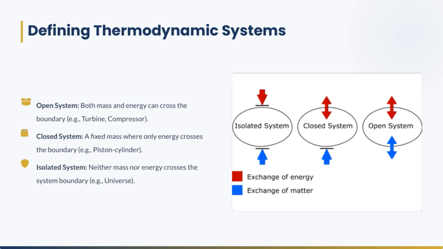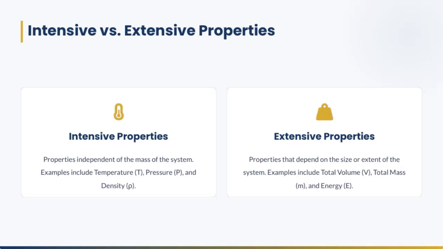And finally, we have the open system. This is where both mass and energy can cross the boundary freely. Think of a turbine or a compressor. Air or fluid flows through, bringing energy with it. Understanding these distinctions helps us analyze how energy and mass transfer occur in different systems, which is fundamental to the entire field of thermodynamics.